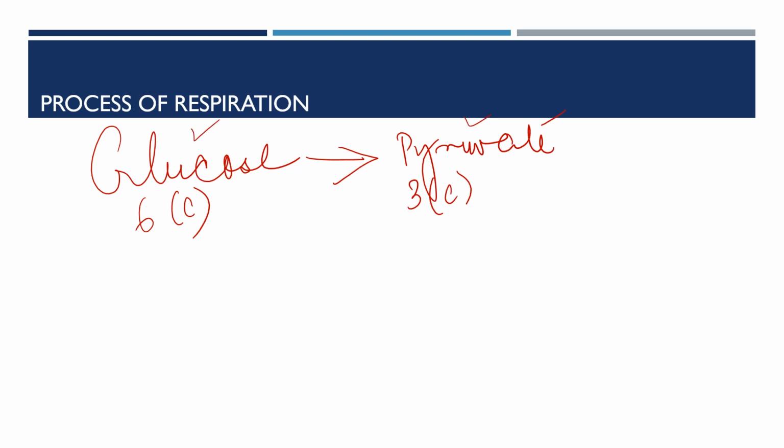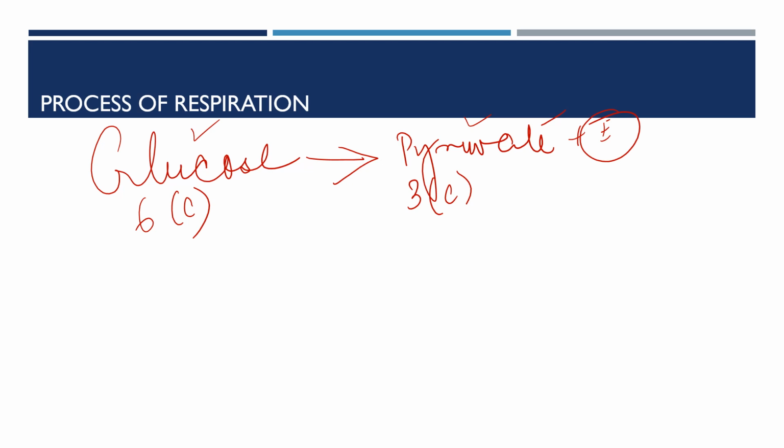So glucose is broken down into pyruvate, and a small amount of energy is also released here. This is also released in the form of ATP. Now, in the presence of oxygen, when this is broken down, that is aerobic respiration.